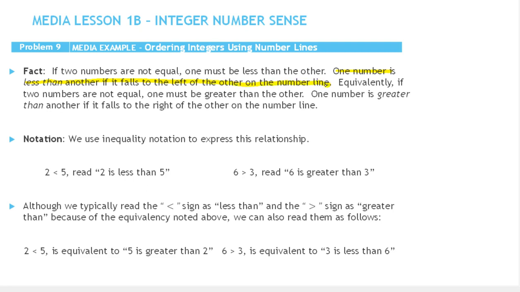So we're going to be determining ordering, which of two numbers is bigger or smaller, less than or greater than, by looking at a number line. And notice we have, equivalently, if two numbers are not equal, one must be greater than the other. And one number is greater than another if it falls to the right of the other on the number line. Something to notice, we're starting to use less than and greater than here as opposed to smaller and larger.